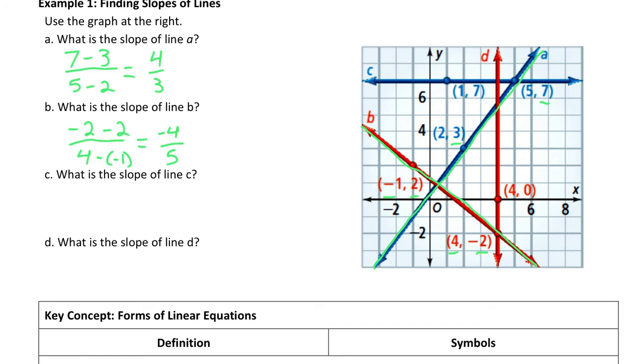If we look at the slope of line C, that's this horizontal line at the top. It has the points (1, 7) and (5, 7). So to do y2 minus y1, I would do 7 minus 7 over 5 minus 1, which is really 0 over 4. And 0 divided by 4 is 0. So the slope of horizontal lines is 0.